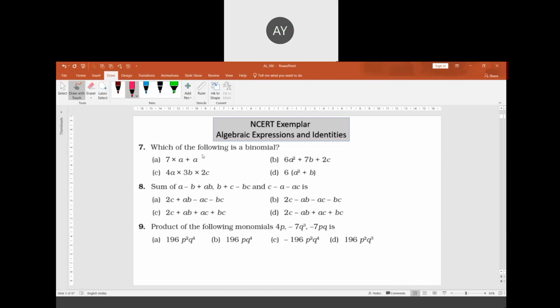Why? It will become 14a. How 14? 7a plus a is equal to 7 into 2a, sir. It will become 14a. A plus A is equal to 2A. First division and multiplication should be done. First multiplication. This is 7a plus 7a. Okay, sir. It's a monomial.